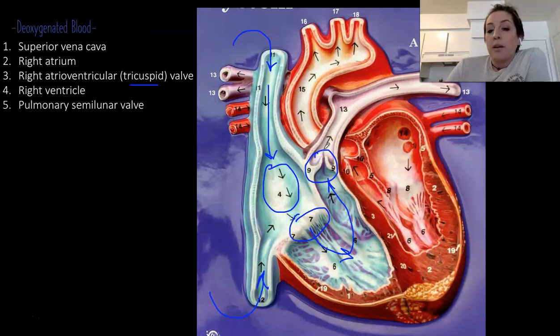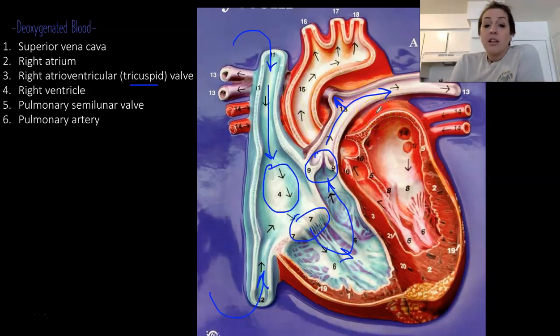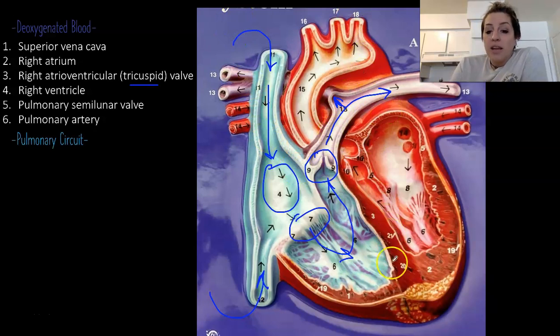Once we pass through that pulmonary semilunar valve, we are now in the pulmonary trunk of the heart, and this is where deoxygenated blood is leaving via the pulmonary artery. And so it doesn't matter which artery you're choosing to leave out of, no matter what, you're going to the lungs. And when deoxygenated blood goes to the lungs, it becomes oxygenated. And so what we just talked about right here is known as the pulmonary circuit.